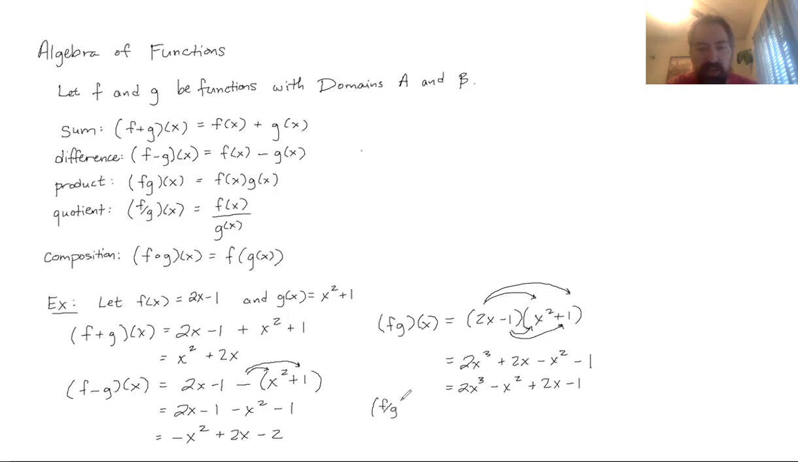All right, and then the quotient of f and g. F divided by g, we are dividing f. It is 2x minus 1 divided by x squared plus 1.